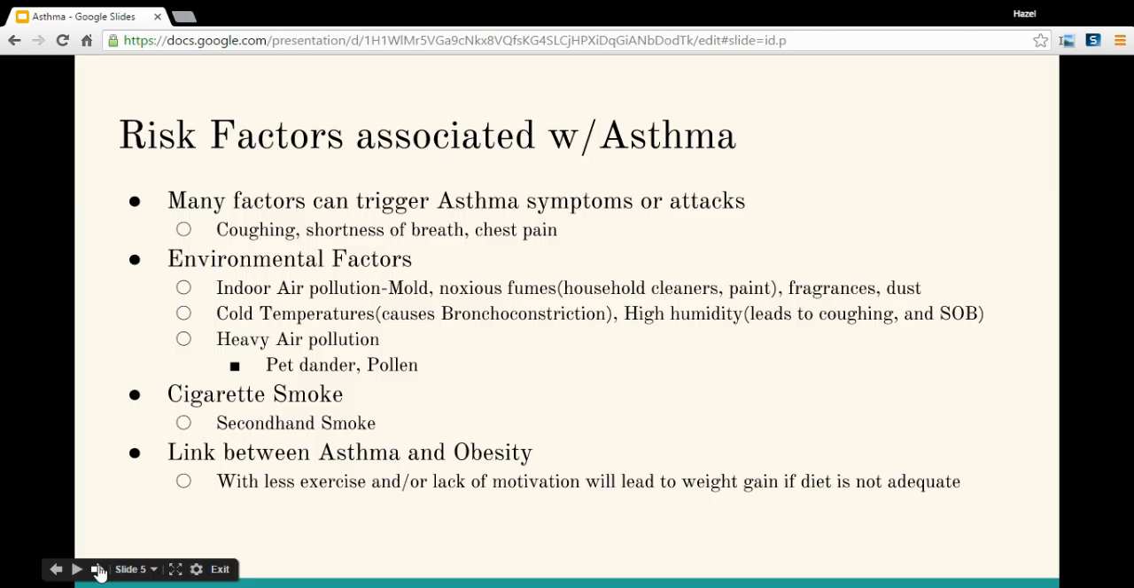There's also a link between asthma and obesity. With less exercise and obviously lack of motivation just because you have asthma, it can lead to weight gain if your diet is not adequate.